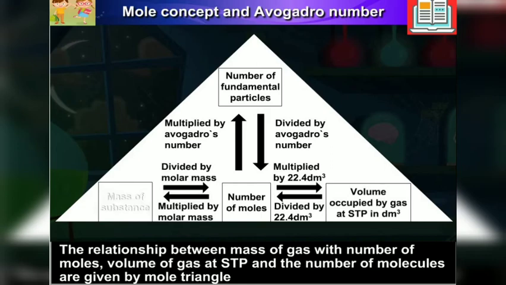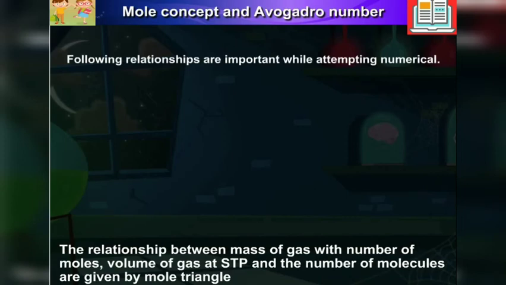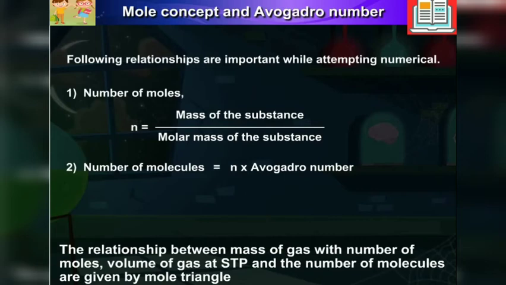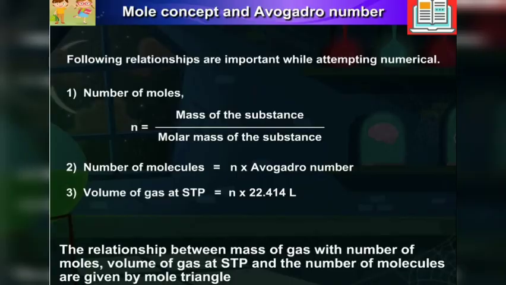The relationship between mass of gas, number of moles, volume of gas at STP, and the number of molecules are given by the mole triangle, as shown in the above figure. The following relationships are important while attempting numericals. 1. Number of moles, n, equals mass of the substance upon molar mass of the substance. 2. Number of molecules equals n into Avogadro number. 3. Volume of gas at STP equals n into 22.414 liters.